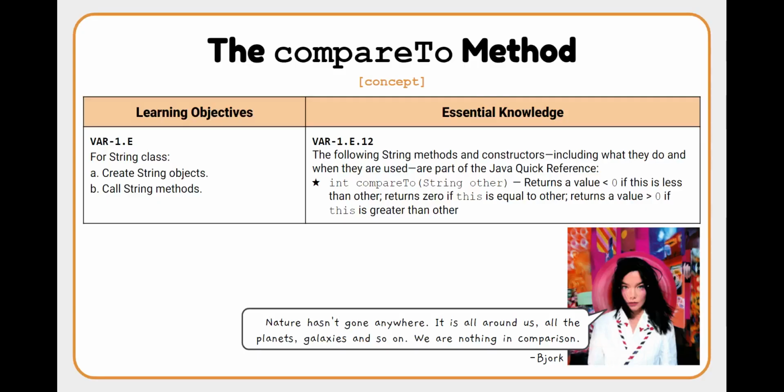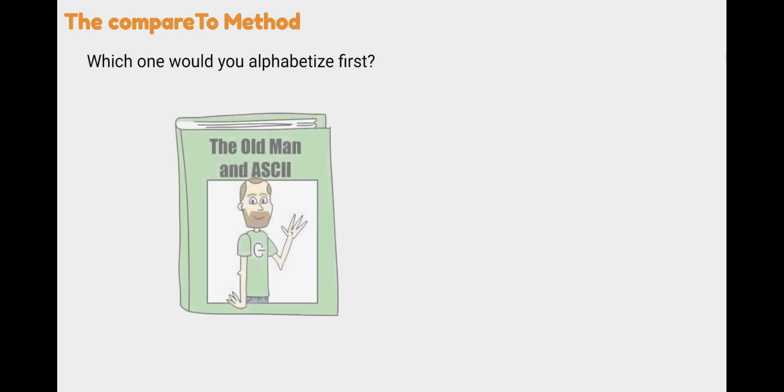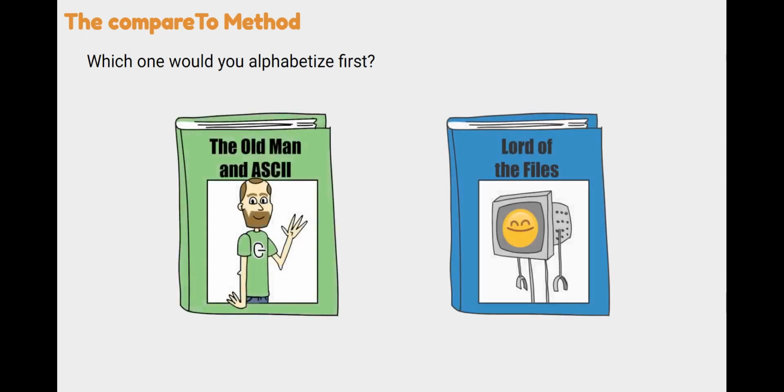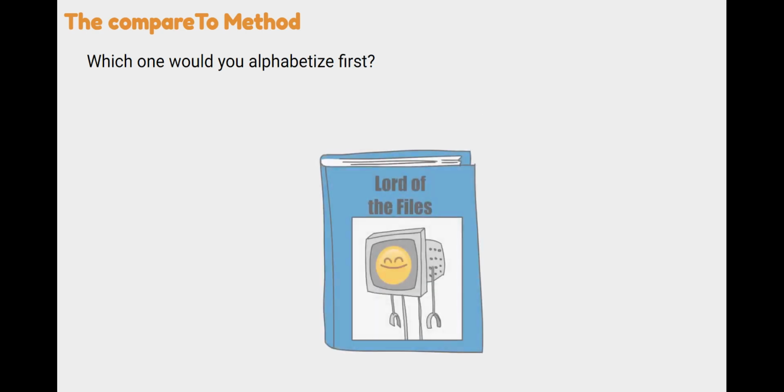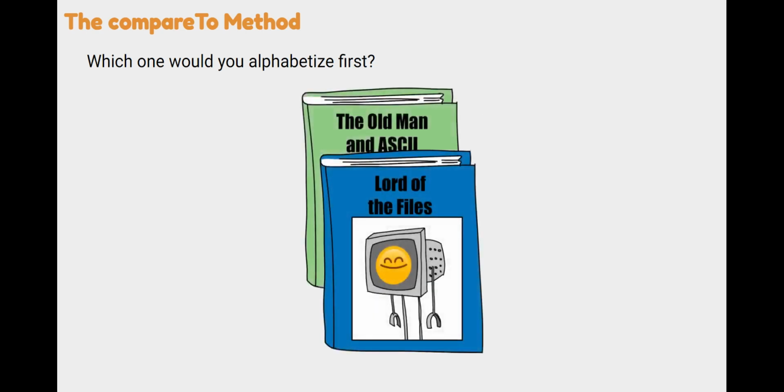Our next method is the compareTo method. We are still working on that same learning objective. Let's say you have your two favorite books, The Old Man and ASCII and Lord of the Files. You just read these books and you want to put them back on your bookshelf in alphabetical order. Which book would you put first on the shelf? If you wanted to alphabetize these, you would put the Lord of the Files first, and then you would put the Old Man and ASCII after that. Alphabetically, Lord of the Files comes first.